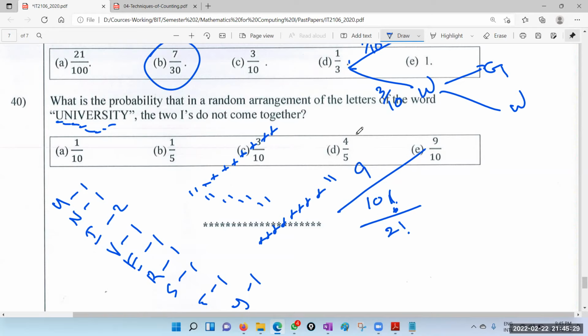Okay? So that is factorial 10 divided by factorial 2, minus 9, divided by factorial 10 divided by factorial 2.